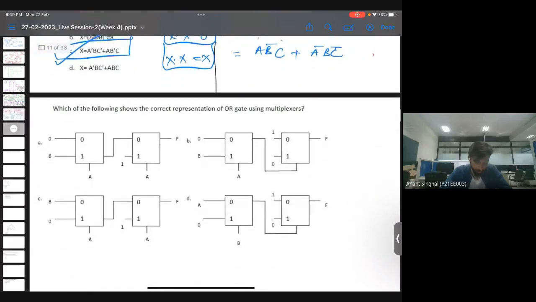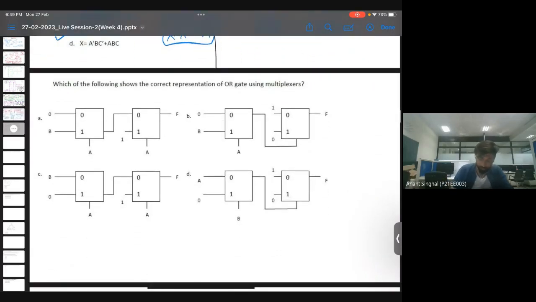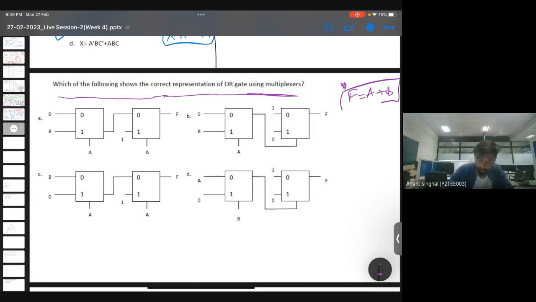So now again you can try this question on your own. It says, which of the following shows the correct representation of OR gate using multiplexer. So OR gate, I hope you know, is nothing but this F should be A plus B. So we can check it quite easily using different options. So maybe you can do it by yourself and tell me which option is giving us this A plus B as the output. I'll give you 2 minutes for that.